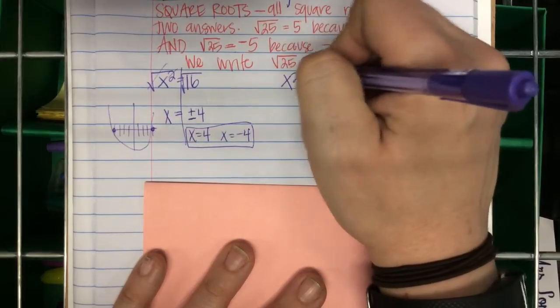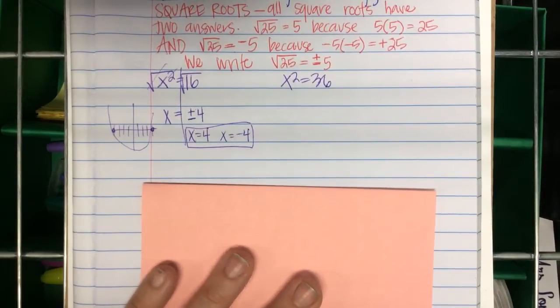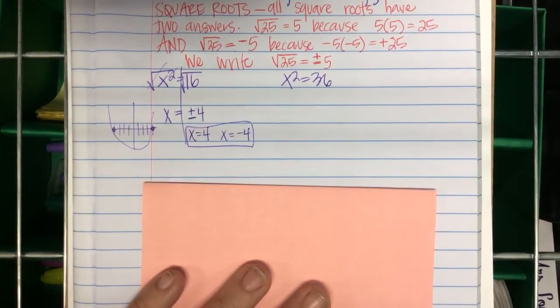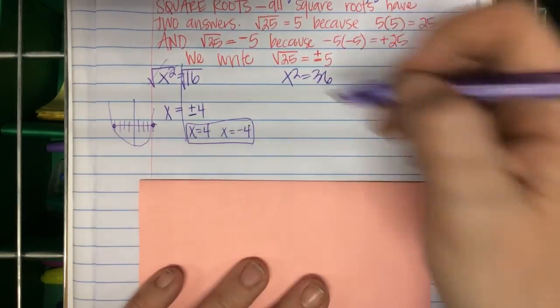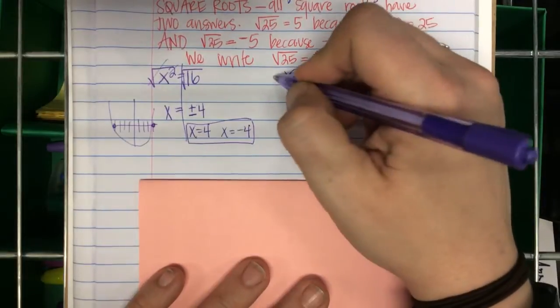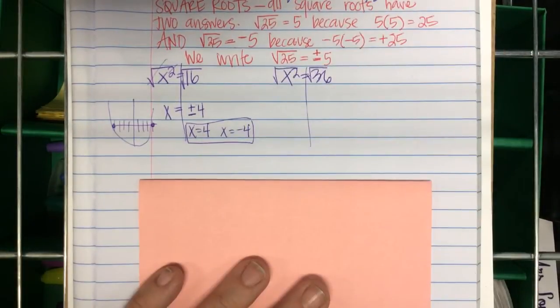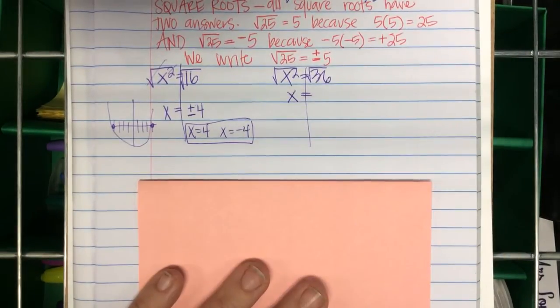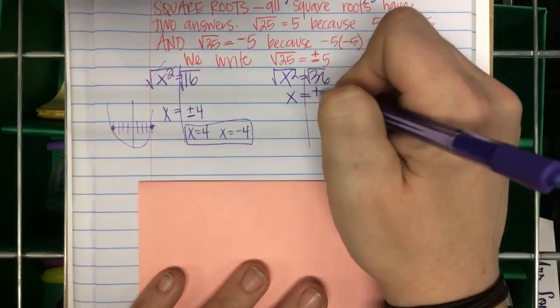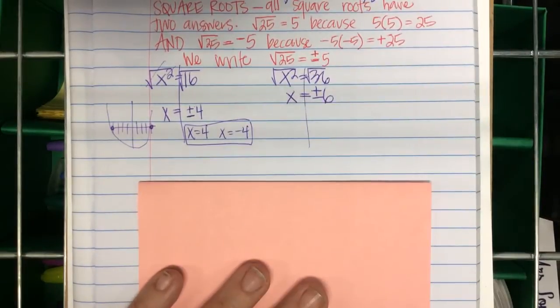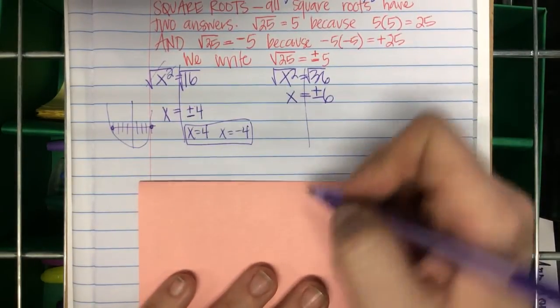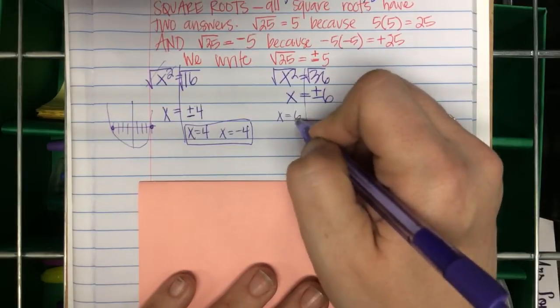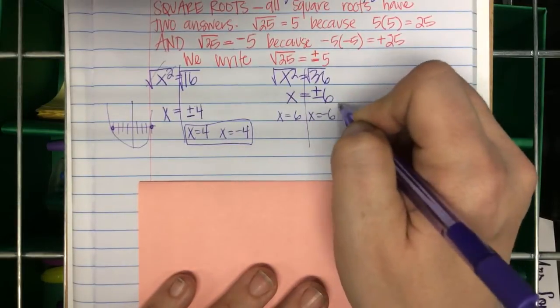X squared equals 36. Is it quadratic? Yes. So let's solve for x. The inverse of squaring something is the square root. So x equals what? Plus or minus 6. So my two solutions are x equals 6 and x equals negative 6.